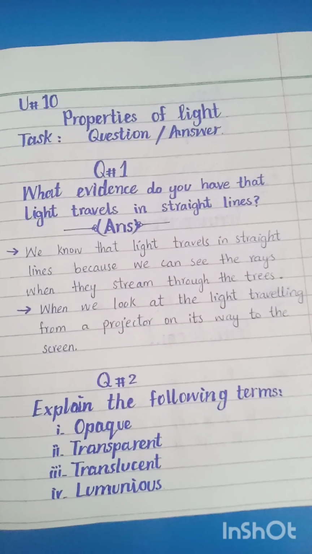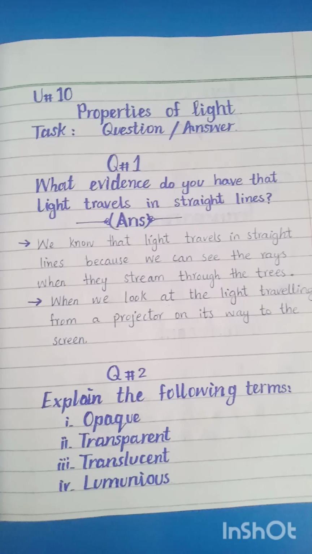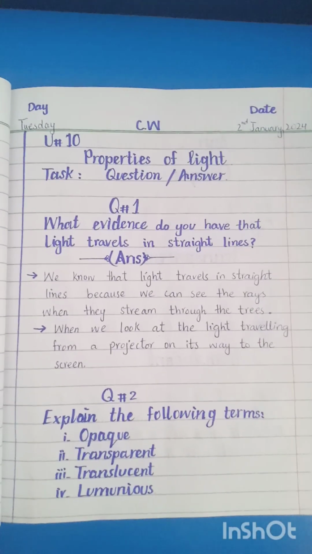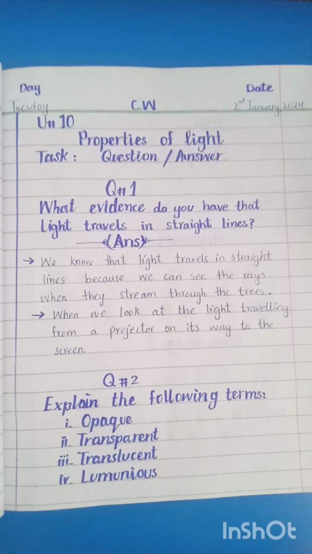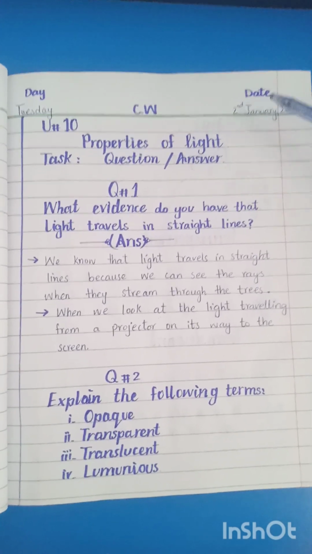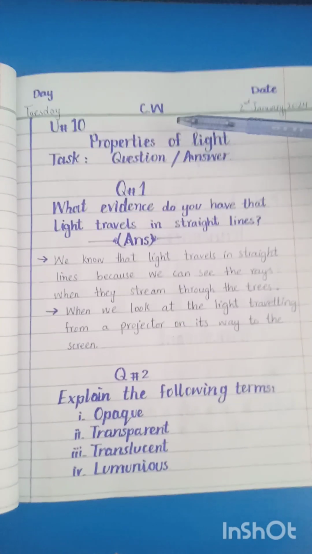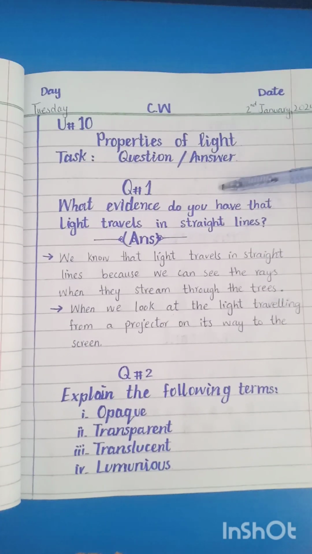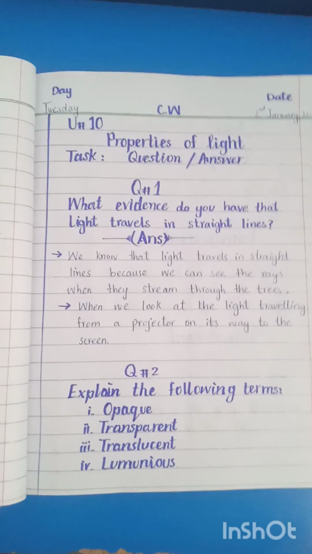So here is question number 1: what evidence do you have that light travels in straight lines? It's the classwork of today, date 2nd Jan 2024, and the day Tuesday. You have to properly mention the date, day, classwork and draw the margin line. So year number 10, properties of light, and the task is your question answer. Question number 1, what evidence do you have that light travels in straight lines?